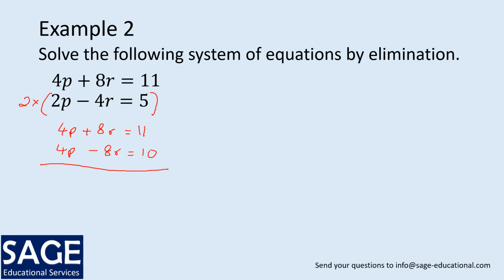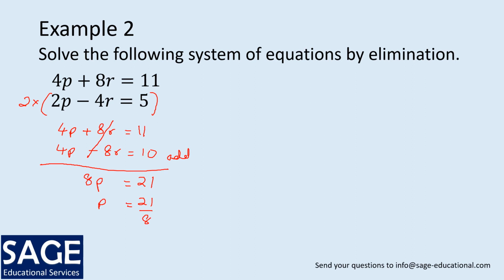And then I'm just going to add these two equations. So the negative 8r and the plus 8r give me a 0, and the 4p plus 4p gives me 8p. 11 plus 10 gives me 21, so I can see that p is equal to 21 over 8. Now I can take this value of p and substitute either into the first equation or the second equation, the original equations which were given.